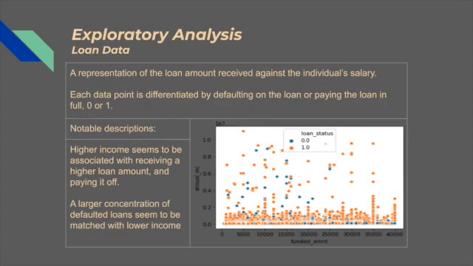Exploratory analysis on our loan data. So this is a representation of the loan amount received against the individual's salary. Each data point is differentiated by defaulting on the loan or paying the loan in full, 0 or 1. So a blue dot represents a loan default, and the orange dot, or 1, represents a successful payoff. And as we can see, there is a correlation between having a larger income and receiving a higher loan.